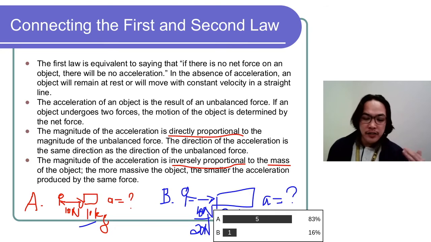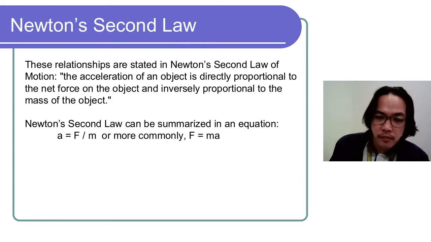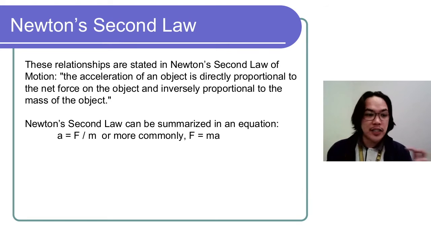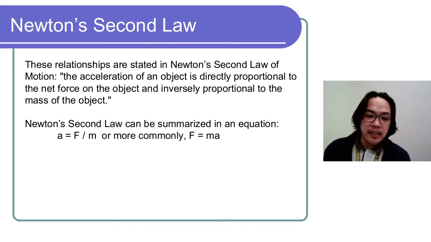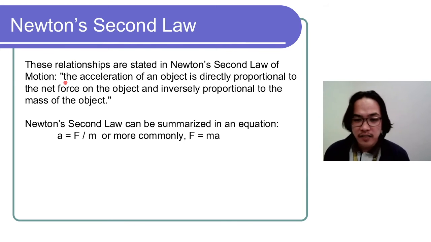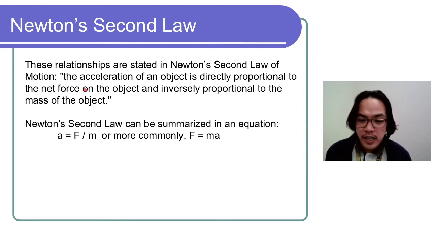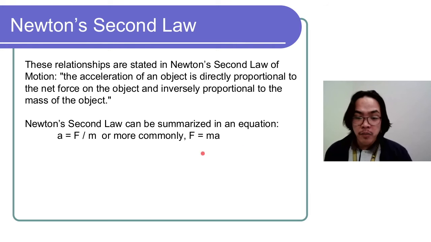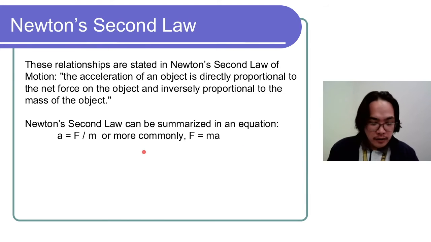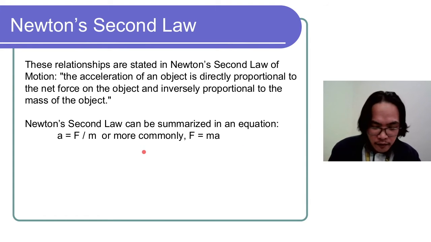So now that we know the relationships between mass, force, and acceleration, let's go over the second law, because your second law revolves around those three. The relationship is stated in Newton's second law of motion, which states that, so you have to memorize this one, this is the law of acceleration: the acceleration of an object is directly proportional to the net force on the object and inversely proportional to the mass of the object. And that can be written in equation form. So it's like a formula. It will be stated as A equals F over M.